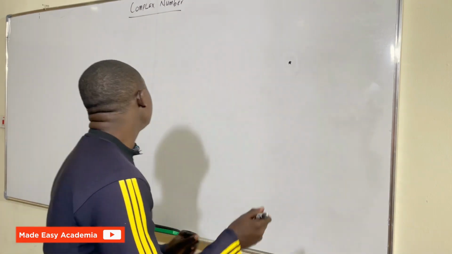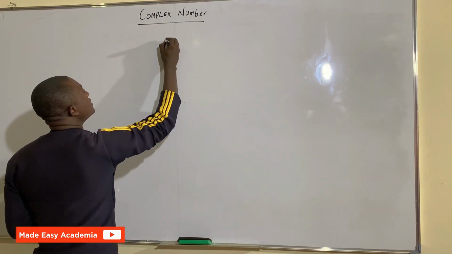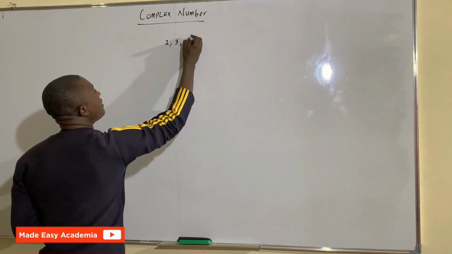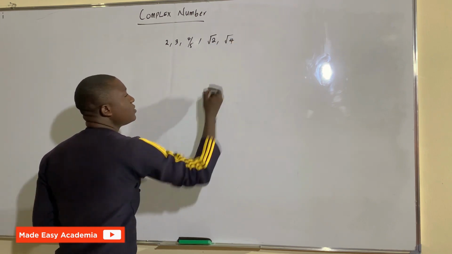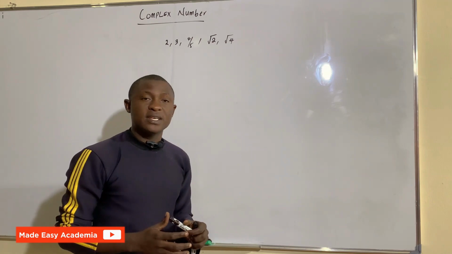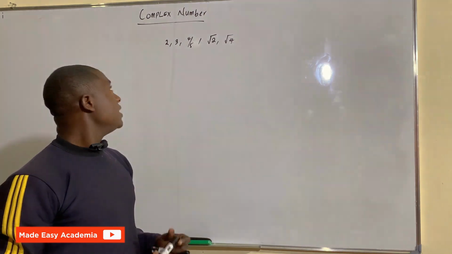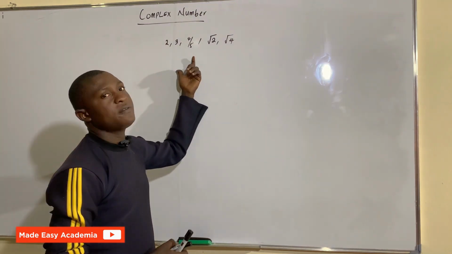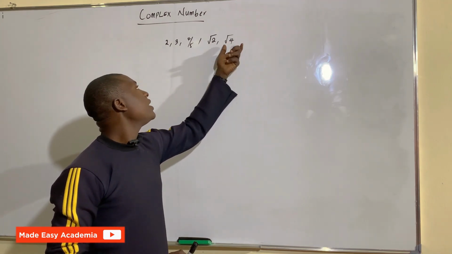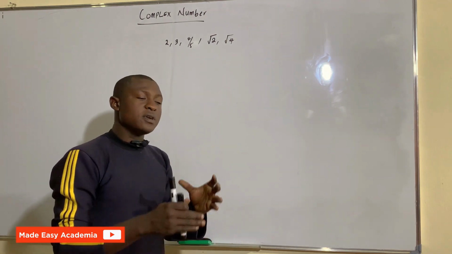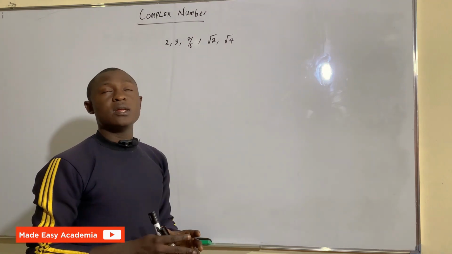I will give an example of that. Let's say we have 2, or we have 3, or we have 4/5, or we have root of 2 or root of 4. If you look at all these numbers, they are comprised of many kinds of numbers. 2 and 3 are what we call natural numbers. Now, 4/5 is rational, root 2 is irrational, and root 4 is rational. So the combination of the real numbers and, at the same time, the imaginary is what we call a complex number.